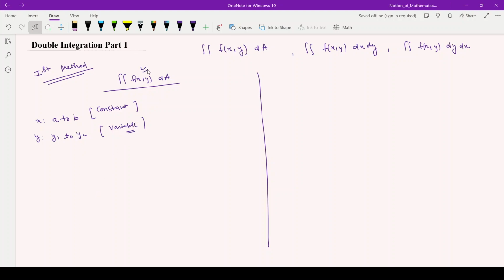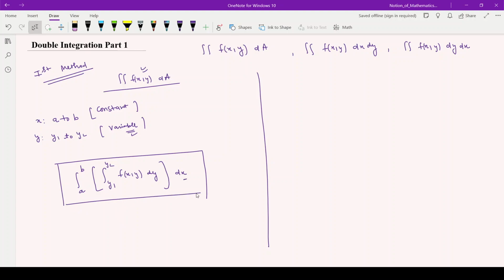So how to deal with this double integration? First of all, we will deal with the variable limit. In order to deal with the variable limit first, inside the parenthesis I will collect the limit of y, that is y1 to y2, of what? Of the function f(x,y), and since it is the limit of y, so dy, and then the limit of x, a to b, and then it is dx. So this is a way of dealing with the double integration if the x limit is constant and the y limit is variable.